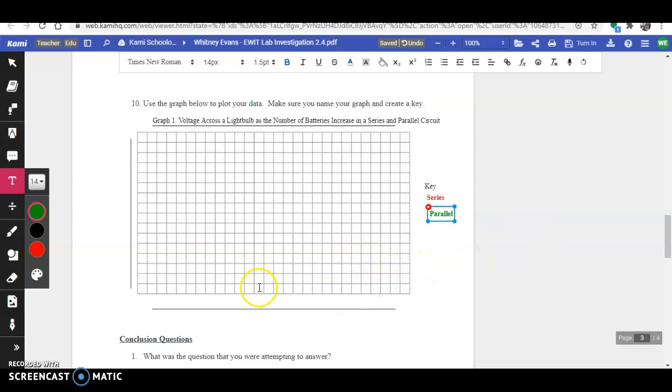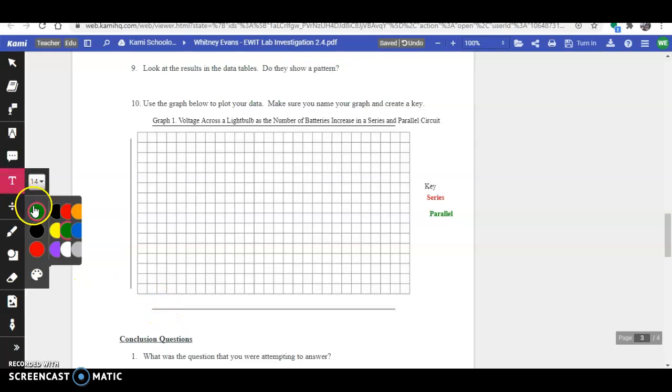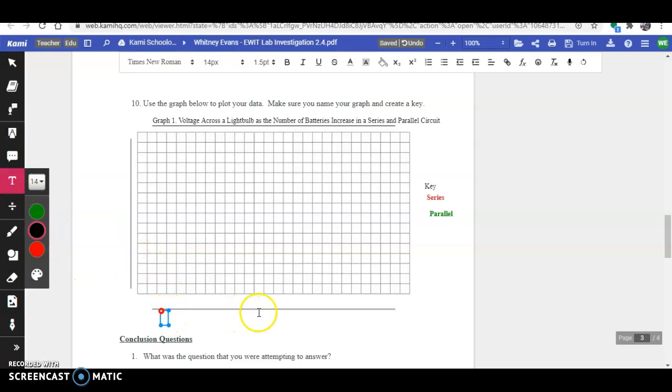Okay. And now I'm going to go down here and type the name of my x-axis, and that's going to be the number of batteries. And I'm going to try to center it. So from yesterday, I counted 29 lines, so I want to space out my numbers every 9 lines. So 1, 2, 3, 4, 5, 6, 7, 8, 9. So that's where the one battery goes.